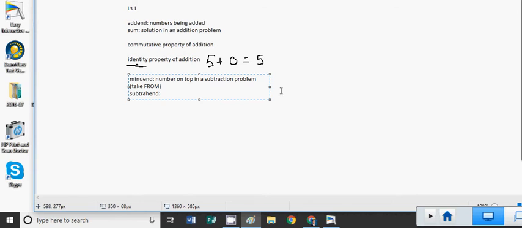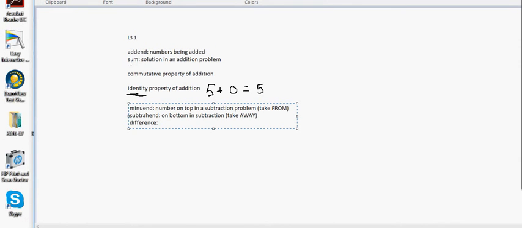And the subtrahend is on bottom in subtraction. I guess take away, if that makes sense, however you want to write that. And difference, what was difference? It's like the sum, but to a subtraction problem. The answer to a subtraction problem, okay?